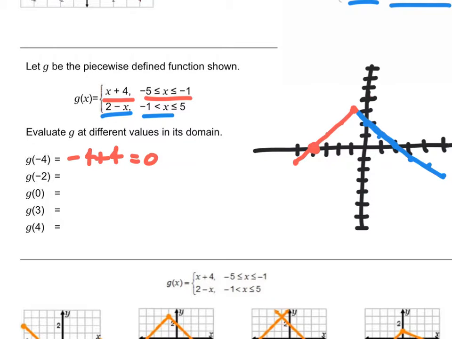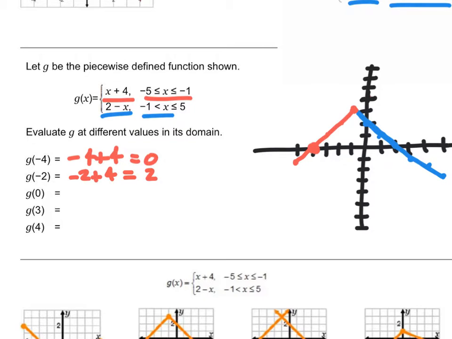Okay? Let's plug in negative 2. Okay, again, negative 2 is in between negative 5 and negative 1. It's right here. Okay, I think it'll be a value of actually 2. But we're going to plug in negative 2 into this function here. All right? So you get negative 2 plus 4, which gives you a value of positive 2.